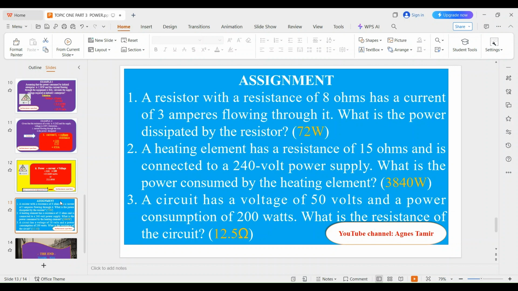Assignment 3. A circuit has a voltage of 50 volts and a power consumption of 200 watts. What is the resistance of the circuit? Here you have voltage and you have watts. They are asking for resistance. You can use the same formulas as in assignment 2. Kindly perform this assignment and I will confirm them in our next lesson.